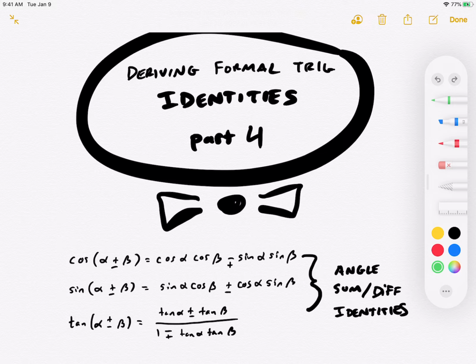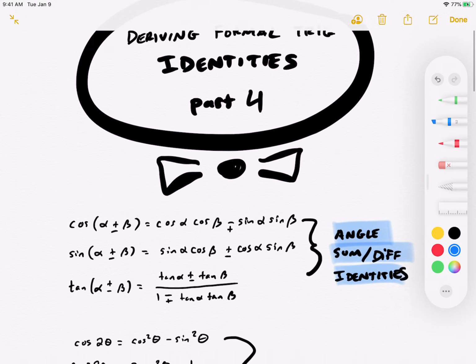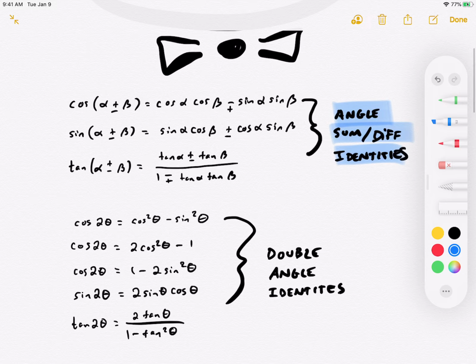In this video, we'll pick up where we left off deriving the formal trig identities, and we'll start talking about how you can apply that new knowledge. We will look at the angle sum and difference identities for sine, cosine, and tangent that I have listed here. And we will also take a look at the double angle identities for sine, cosine, and tangent. And we'll see how these can be applied to both old and new situations.